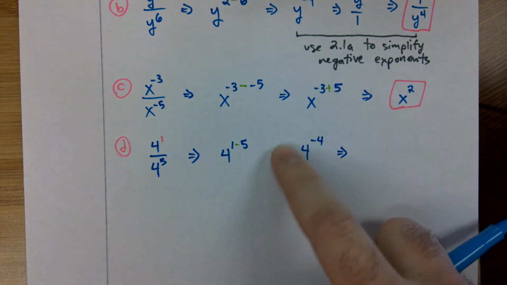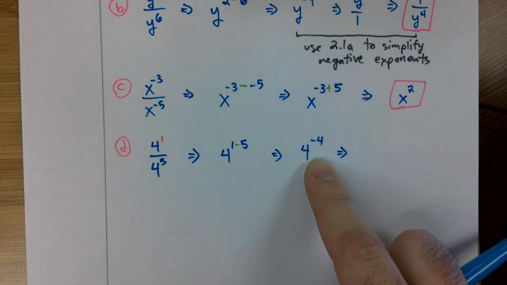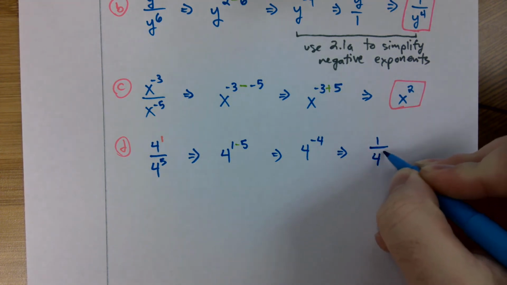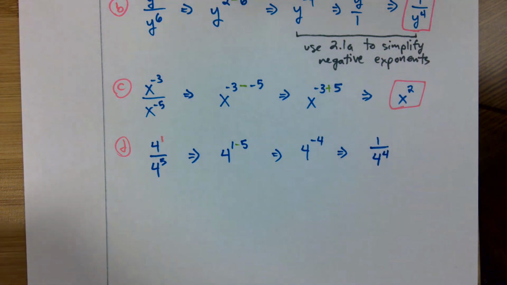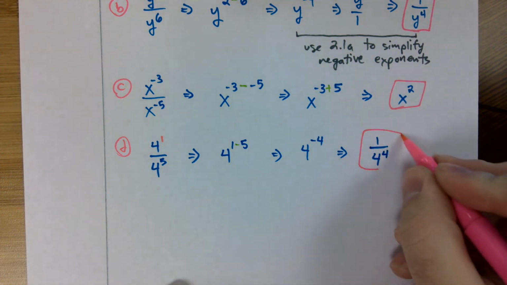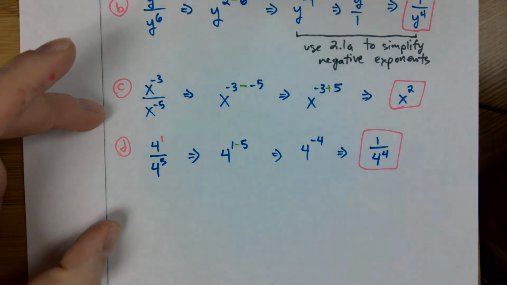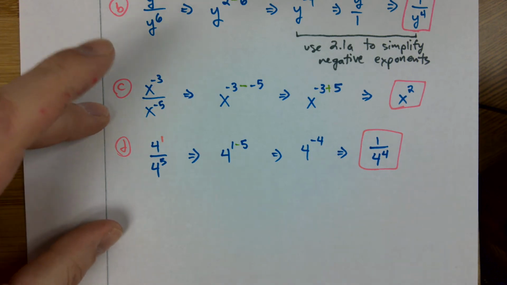So, we got 4 to the negative 4. Again, we're not done yet. We're almost done. We got to make this positive by doing 1 over 4 to the 4th. All right? Questions on that one? Because that's going to come up on IXL and on the worksheet, so I want to make sure we're good.